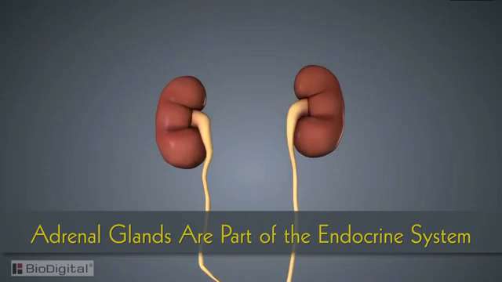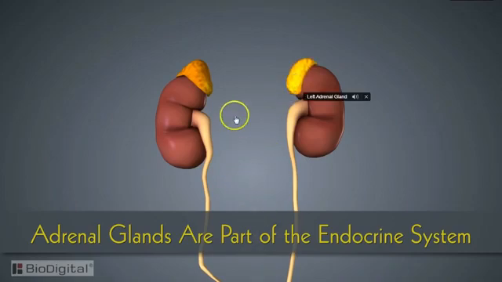Last but not least, each of the kidneys have the adrenal glands attached to the upper portion. These glands have very important functions that will be explained in the endocrine system.